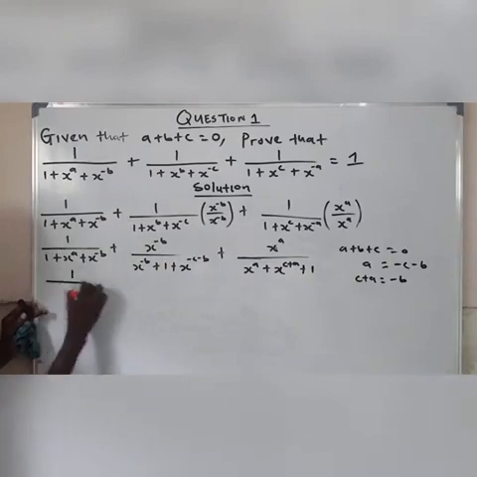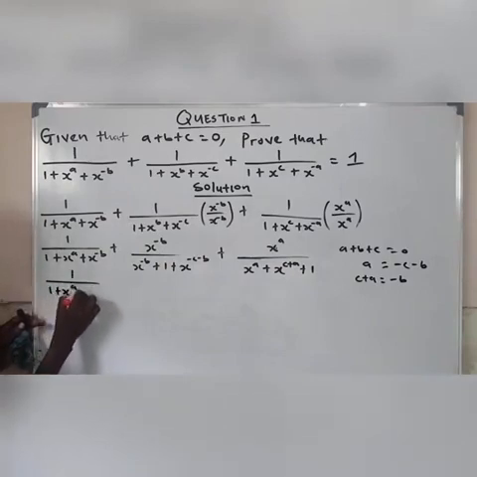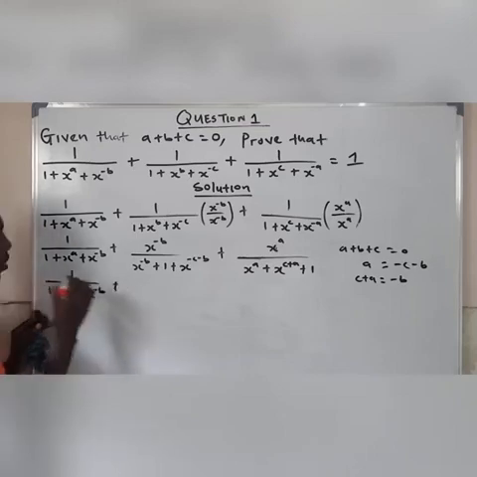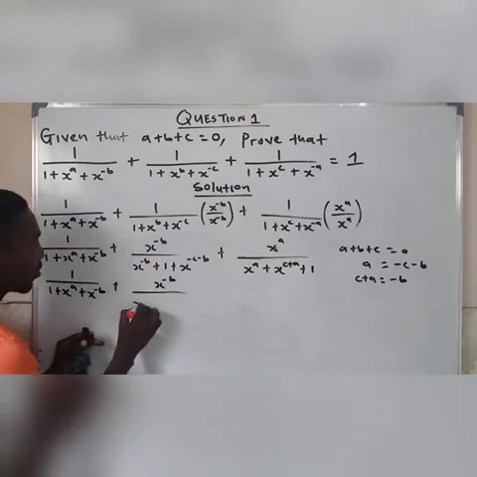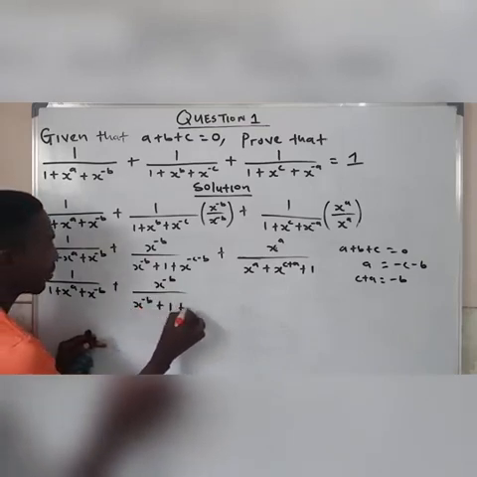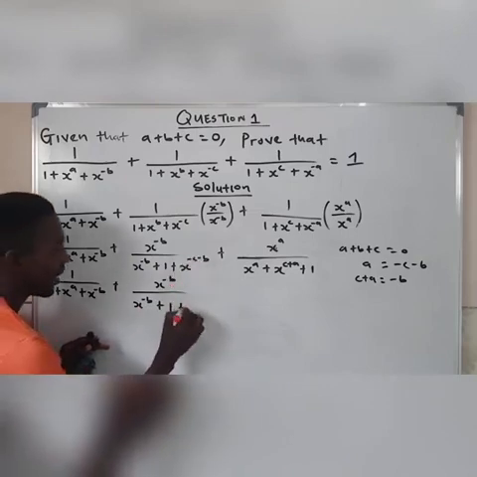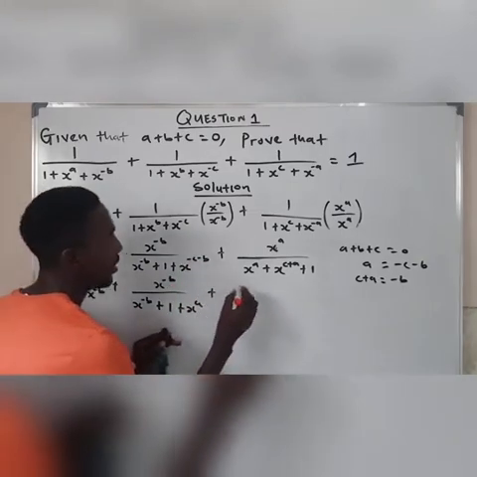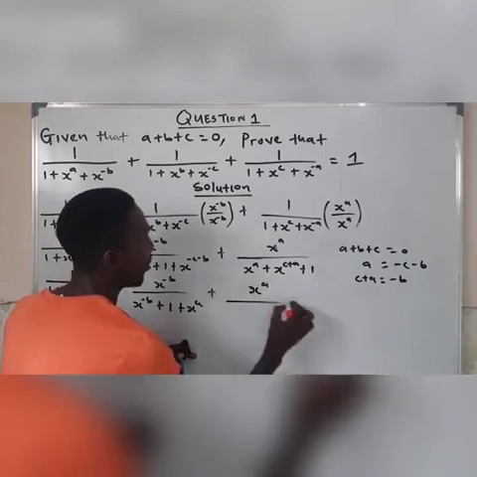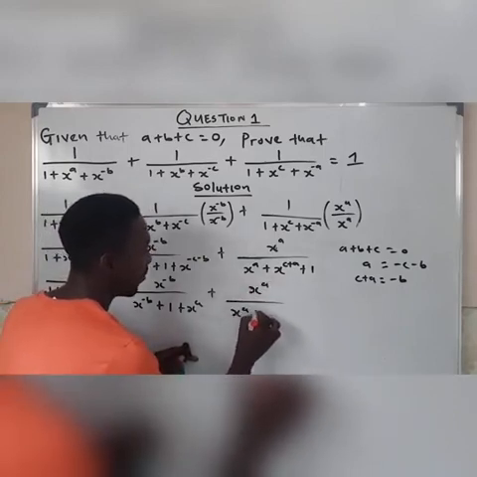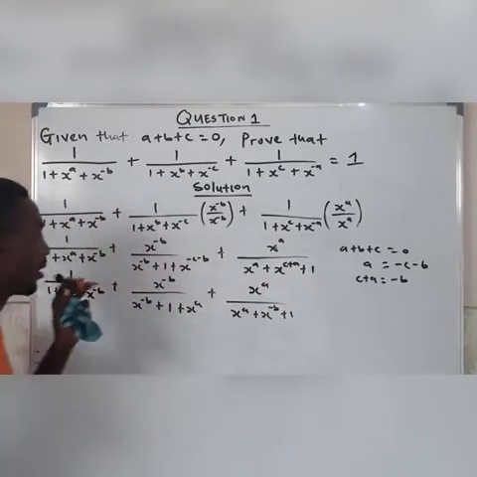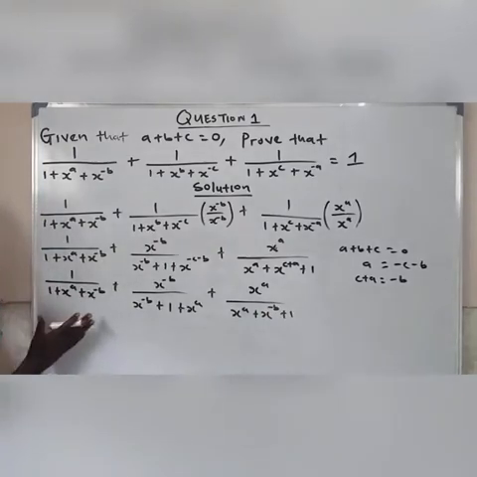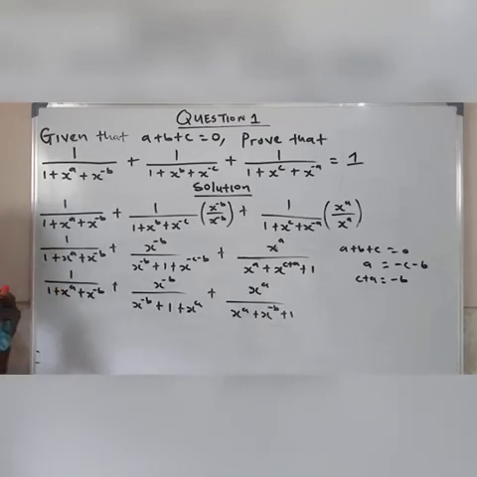We are going to have 1 all over 1 plus s to the power of a, plus s to the power of minus b all over s to the power of minus b plus 1, plus, now we are going to substitute what here? a. So s to the power of a all over s to the power of a plus s to the power of c plus a, which is minus b, plus 1. Now take a look at something. You notice that the expression here is the same thing as this, is the same thing as this. I hope you get that.